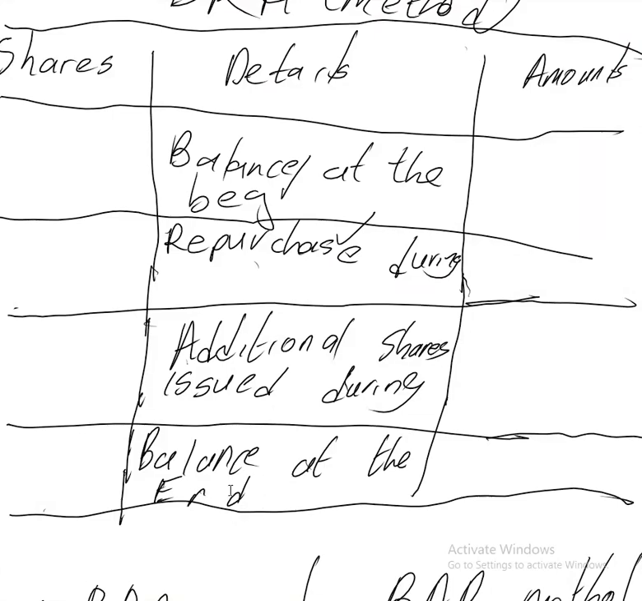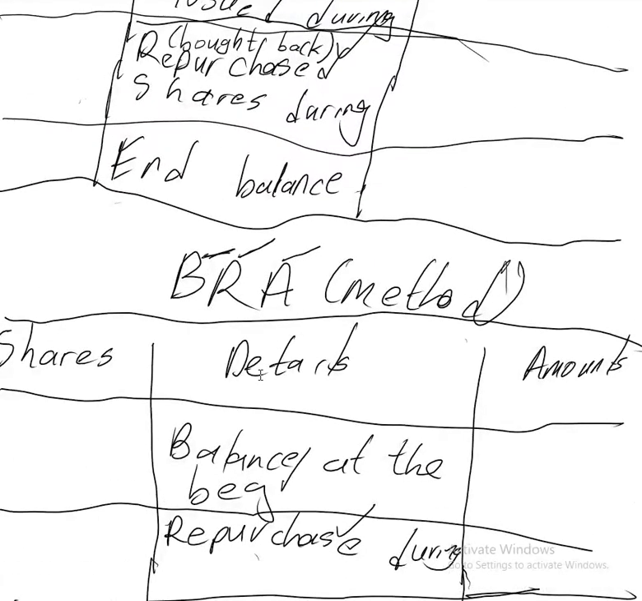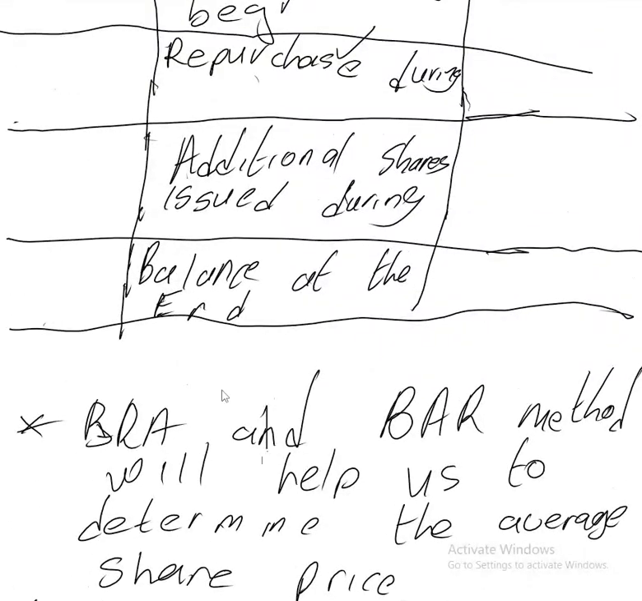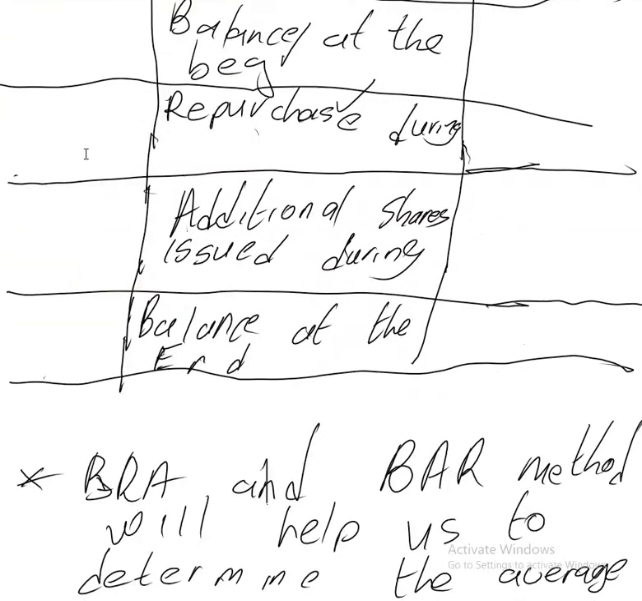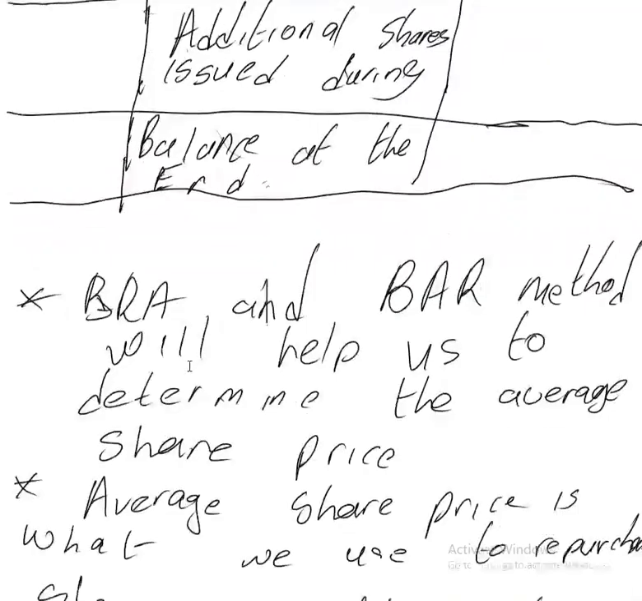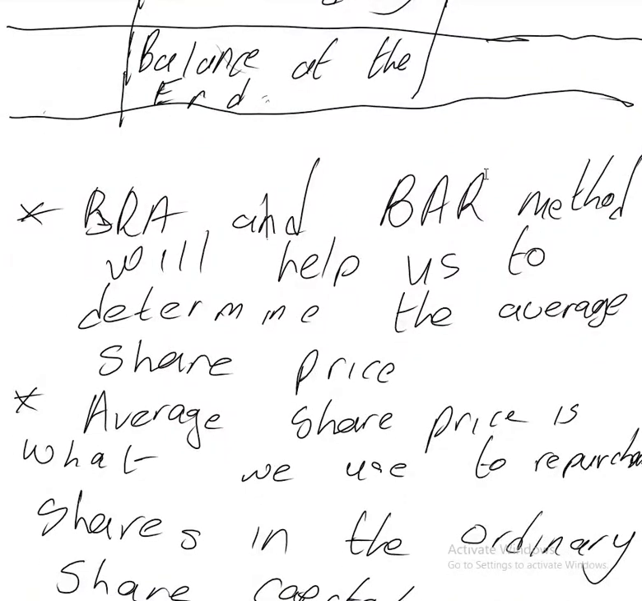So the reason why the balance at the end, we don't put it here, is because it doesn't really affect us that much. Because for you to get the balance, you need to focus on these three on top. So this one is just the resultant of what? Of these three on top. And so I will focus on these three on top. Now, the BRA and the BAR method will also be used to help us to determine the average share price, right?